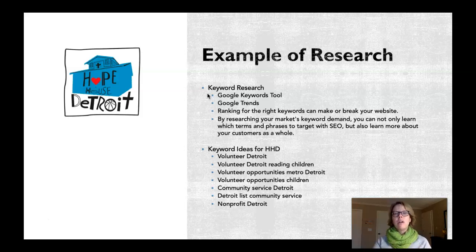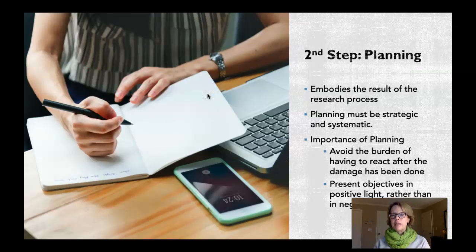All right, so next is planning. This is the second step. So basically, you've done your research, and now you say, okay, this is what we found, and then you start making some decisions based upon that research. So again, planning is strategic and it's systematic. Planning is very important. You don't want to have to react too much to things. You want to be proactive, and you want to put things in a positive light as much as you can and not a negative light.